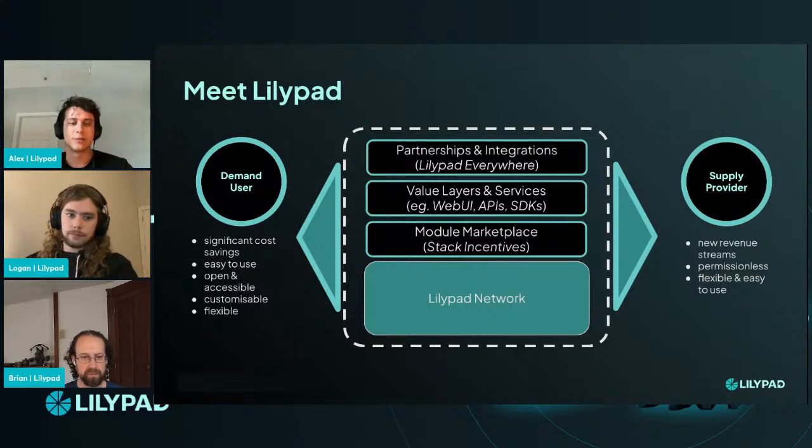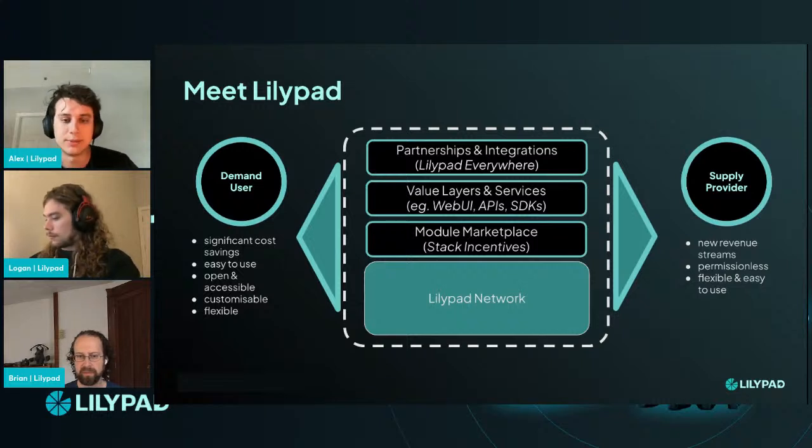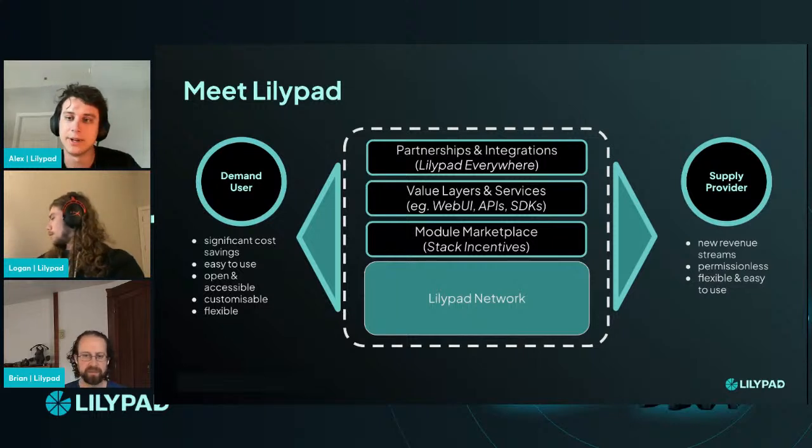So real quick, jumping into how Lilypad actually works, it matches supply and demand with this open compute network, right? GPUs come and join our permissionless network, and they earn rewards for providing compute capacity. And then on the other side, users come and pay in Lilypad tokens to use the network. Now, of course, we are in testnet, so the Lilypad token hasn't launched yet, but we are on the road to launching our mainnet in the not too distant future.